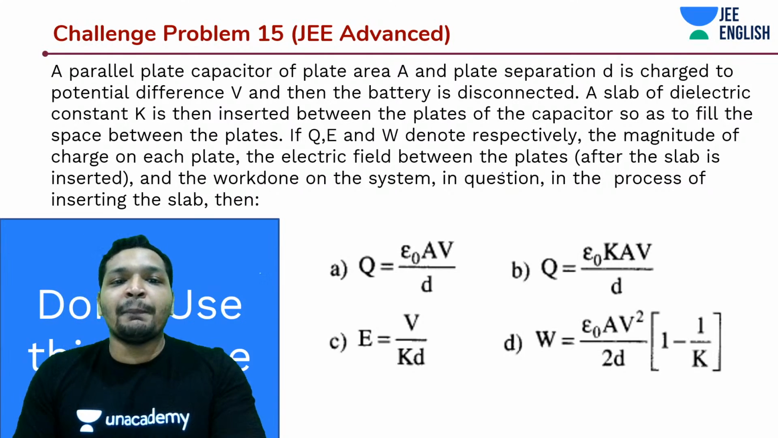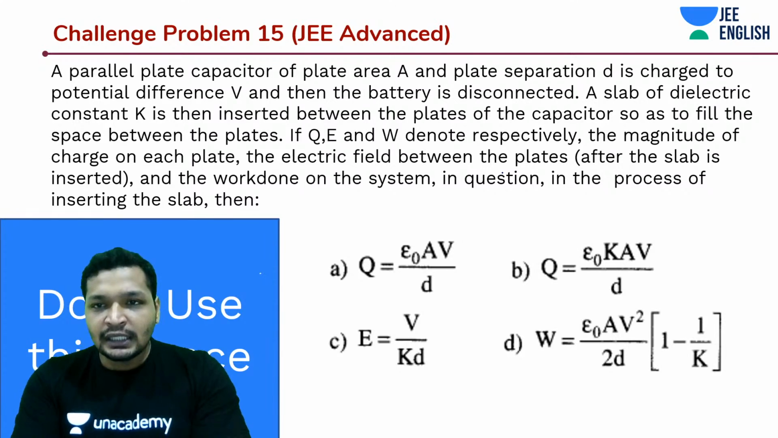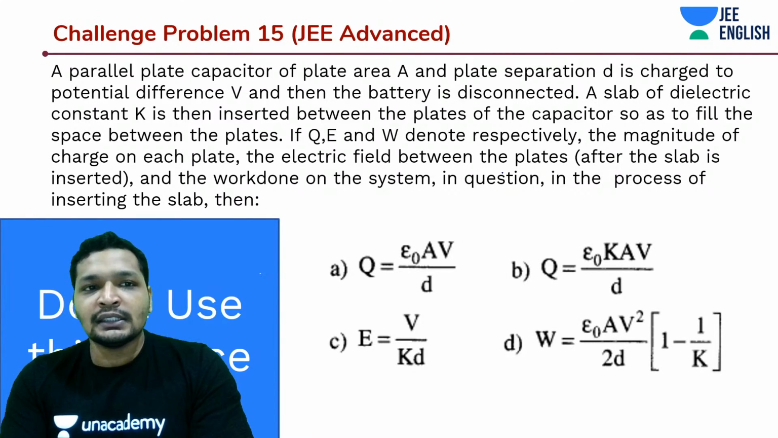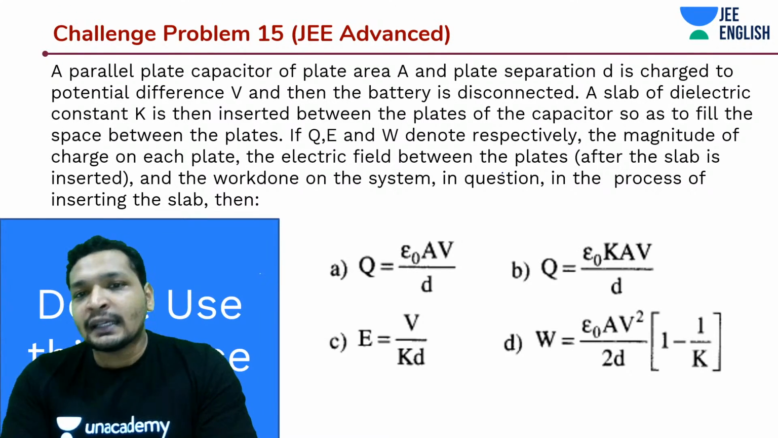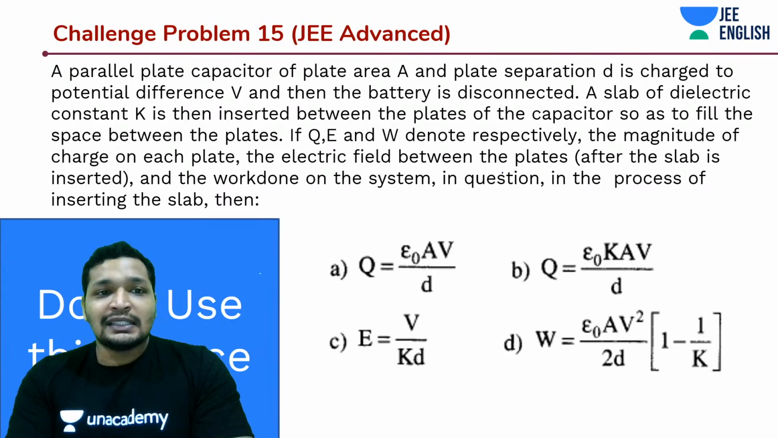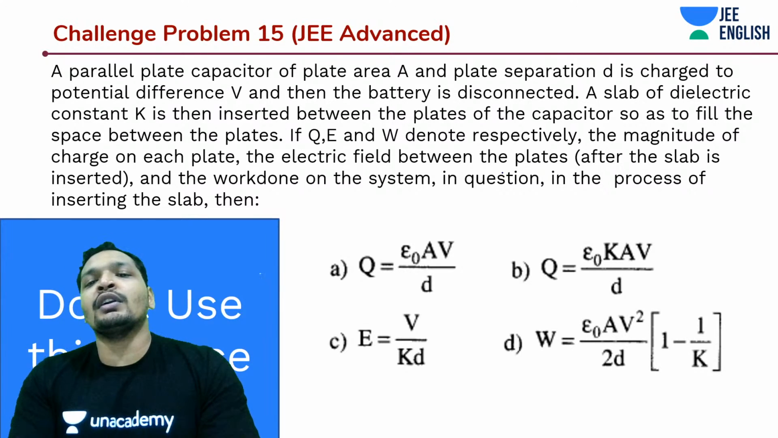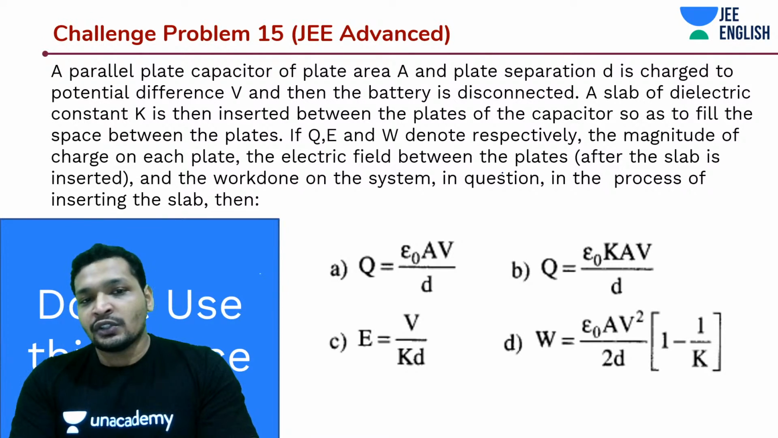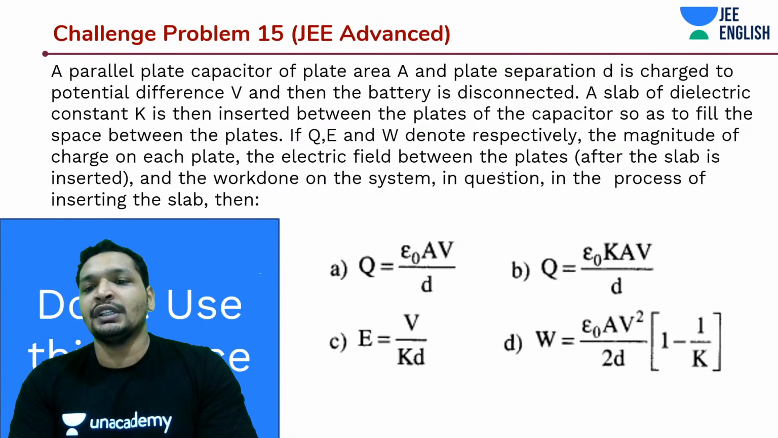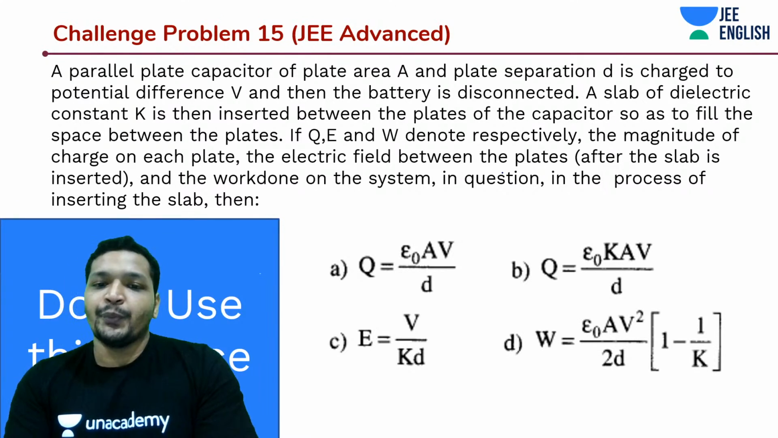Given to you a parallel plate capacitor of plate area A and separation D, and what is happening is it is charged to a potential difference V and the battery is disconnected. Okay, a slab of dielectric constant K is inserted. If Q, E and W denote respectively the magnitude of charge on each plate, the electric field between the plates and the work done on the system in this process of inserting the slab, then which of the following are true?